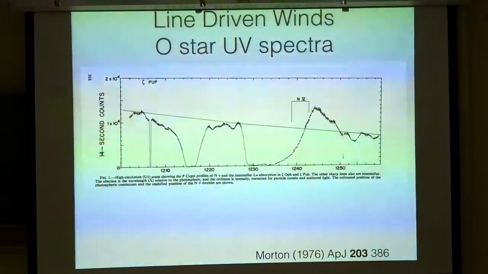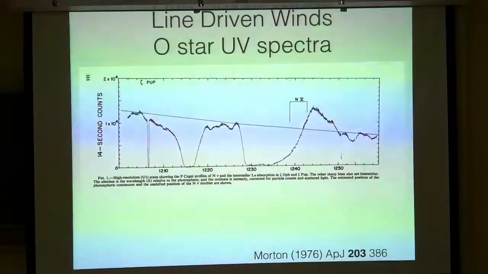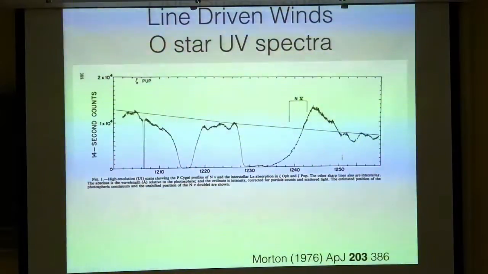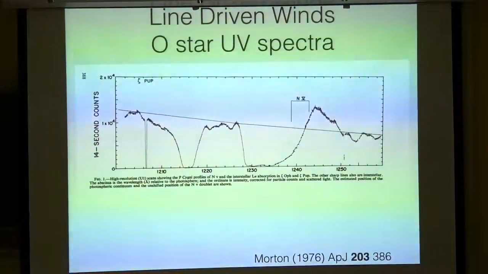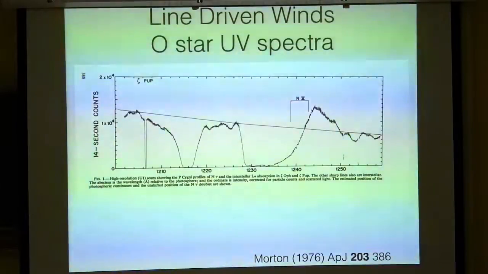That got everybody's attention back in the 70s. Lines like this with a P Cygni profile have emission on the redward side of the line and blueshifted absorption. That had been seen from a star called P Cygni, and it was interpreted as a wind. What's going on, of course, is that there's gas coming off the surface of the star. It's ionized, nitrogen V obviously. The gas between us and the star is flowing towards us, and you know that because you're seeing absorption, this blueshift. It extends out to around 3,000 kilometers per second.